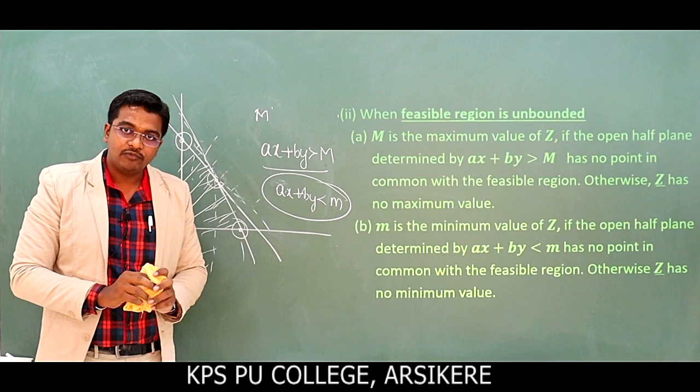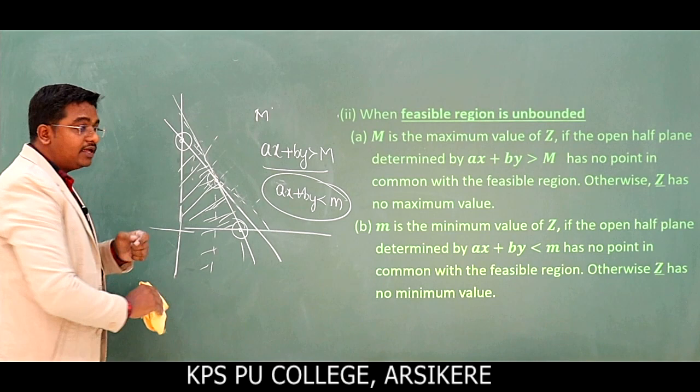Now Theorem 1 and Theorem 2 and the important steps for finding the solution of a linear programming problem. So we have one flowchart. Flowchart, please.